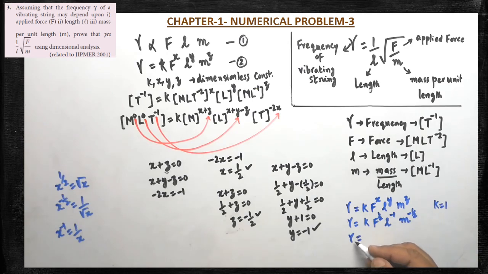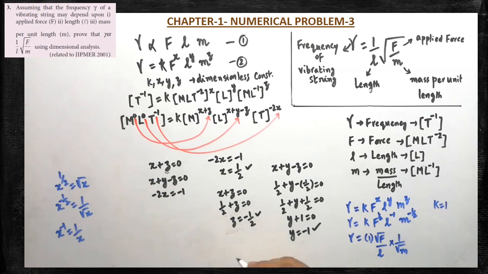Therefore, nu. Gamma is a symbol. Sometimes we can use nu also. Nu is the symbol for frequency. K value is 1. F power of half. How can f power of half be written? Square root of f. L power of minus 1. Therefore, this one could be written in the denominator L. M power of minus half. How can it be written? 1 by square root of m. Are you clear? Now we can write it in proper form. How will you write?